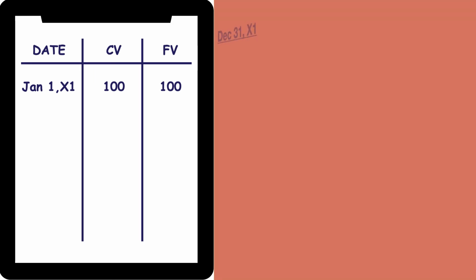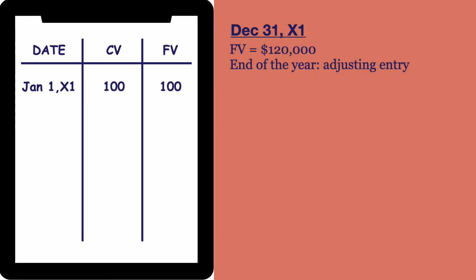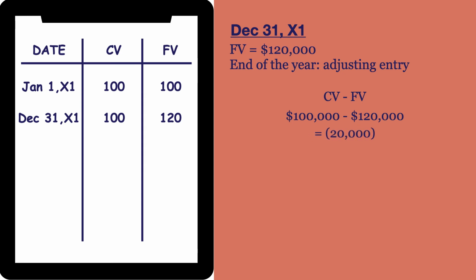Now let's say that at the end of the year, the fair value of the asset increases to $120,000. Noting that down in our notepad, we have December 31, year 1, carrying value stays the same at 100, but the fair value is now 120. Now that we have determined the carrying value and the fair value, let us calculate the unrealized gain or loss. That is carrying value minus fair value. That's 100 minus 120. That gives us an answer of negative $20,000.